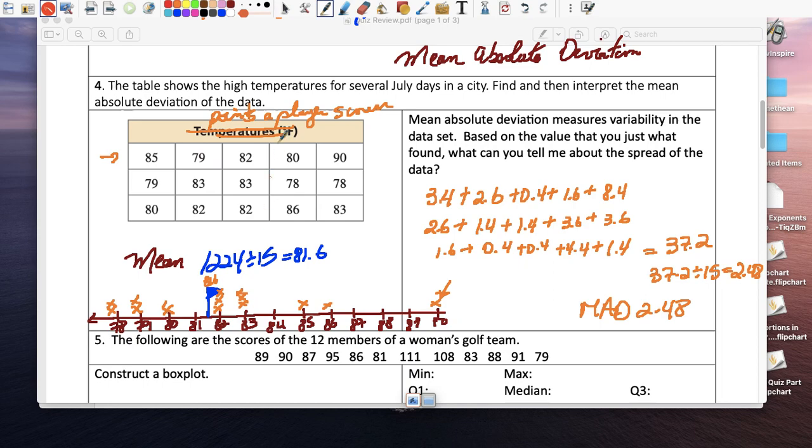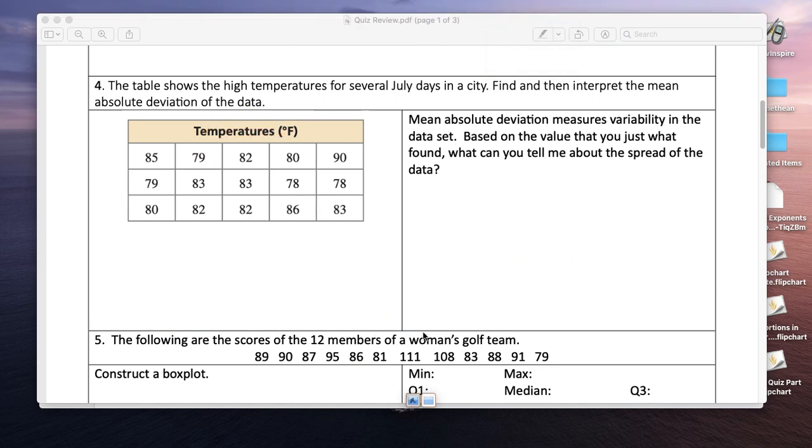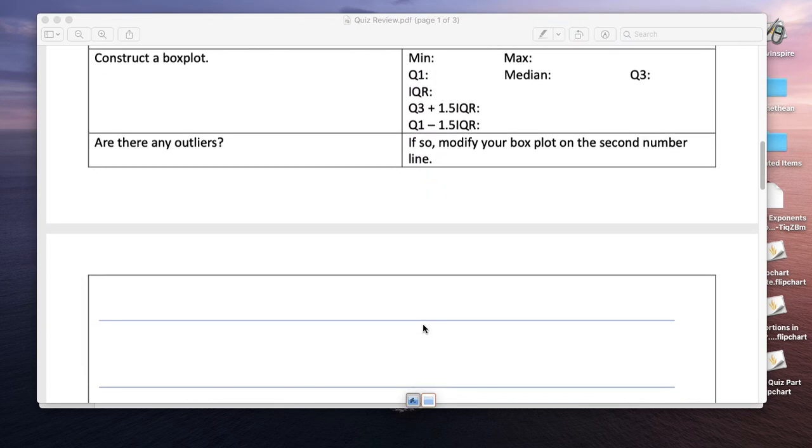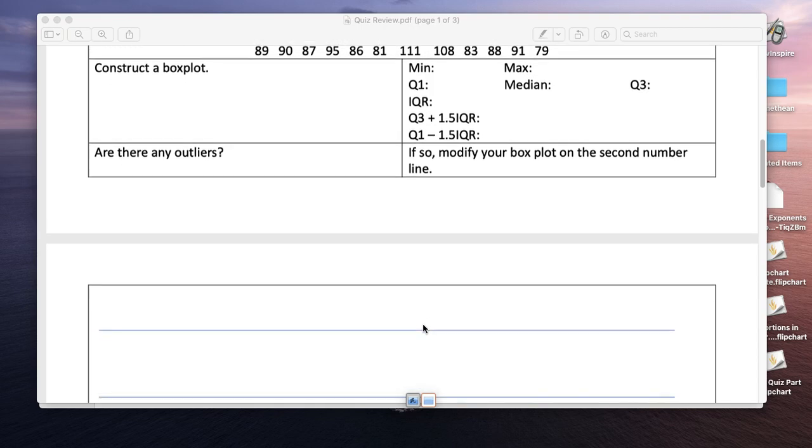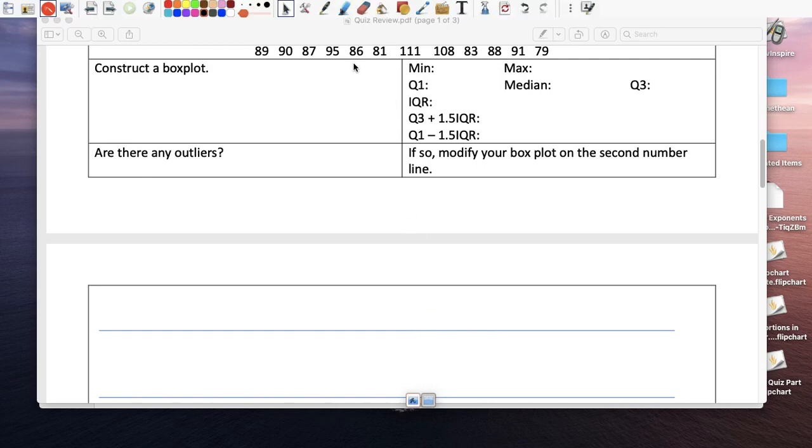Okay, but yeah, that's about it. Box plot. So if I gave you two number lines, just in case there is an outlier. So, numbers. All right, let's do the easy ones. Min 89. That's off the bat. No, that's not off the bat. Sorry. Let me put them in order from least to greatest.